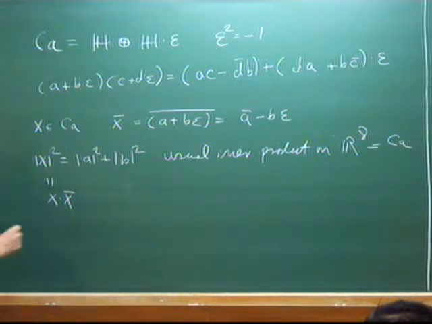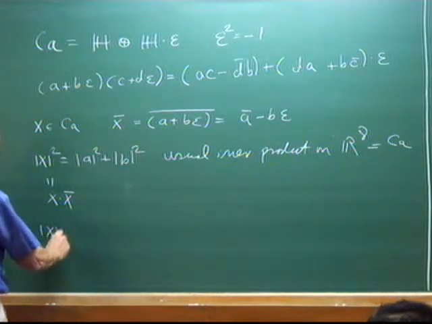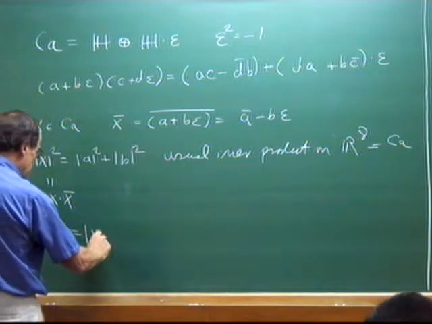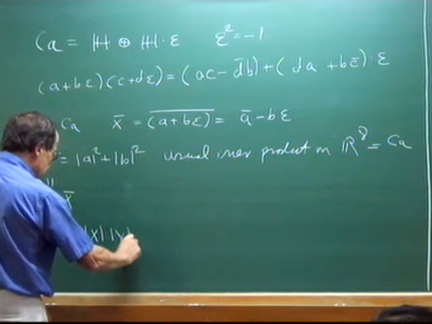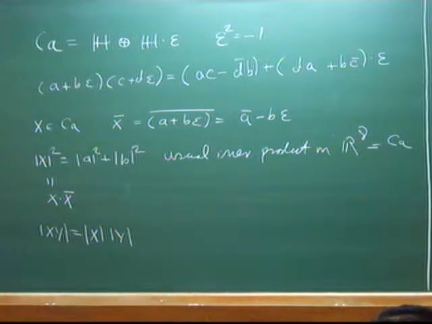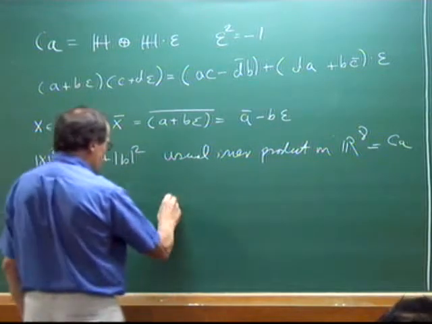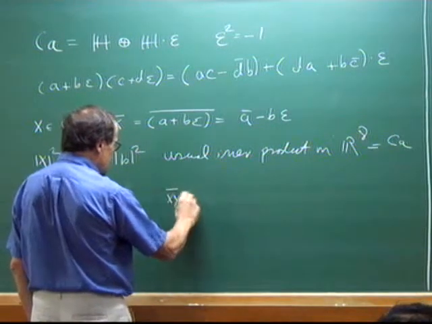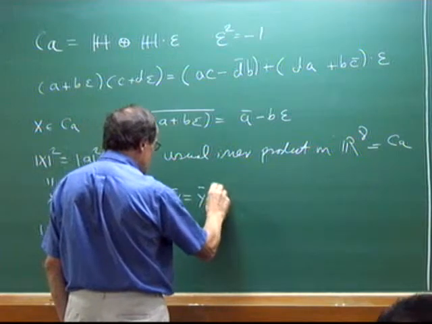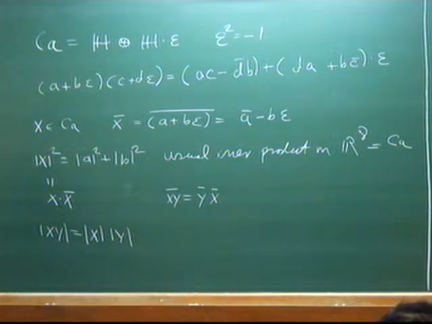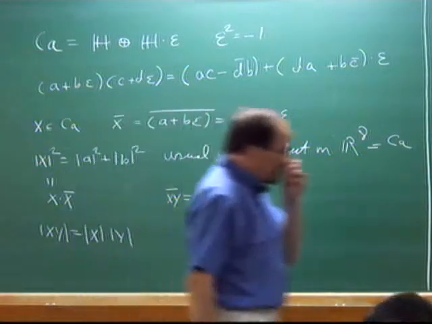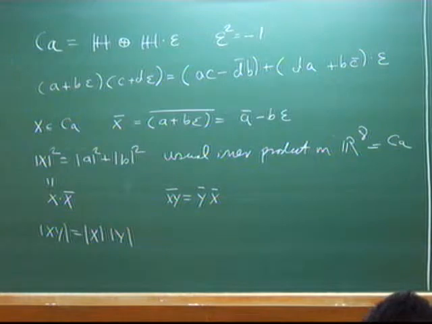What else? It preserved the product, so the norm of xy is equal to norm x times norm y. So that's what made it into what we call a normed division algebra. Conjugation reverses the order, just like for the quaternions. Okay, that was it maybe. And we also saw it's not associative, for example.